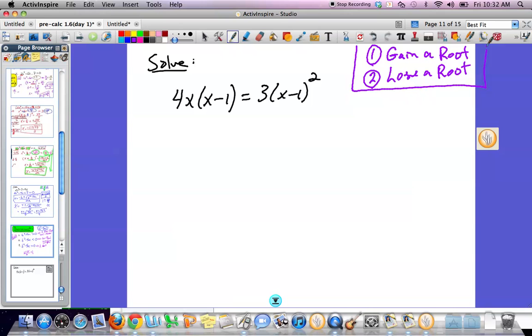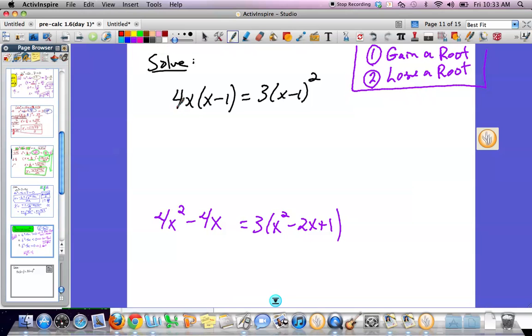This one right here, depending on how you solve it, there's 2 choices. You could either multiply it out, and I guess if I were inclined, I would probably multiply this out if it were me working on this. So I would say 4x squared minus 4x equals 3 times x squared minus 2x plus 1, and I would go do the work. If you do it that way, you don't have to worry about either of those. No worries, no checks.